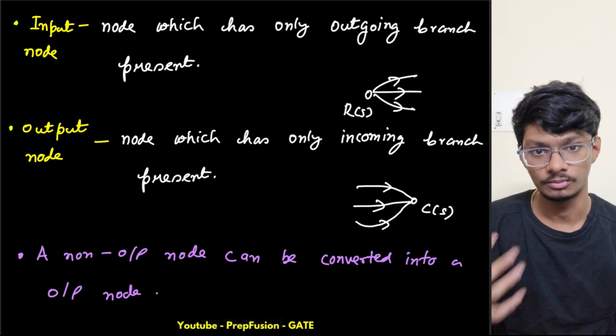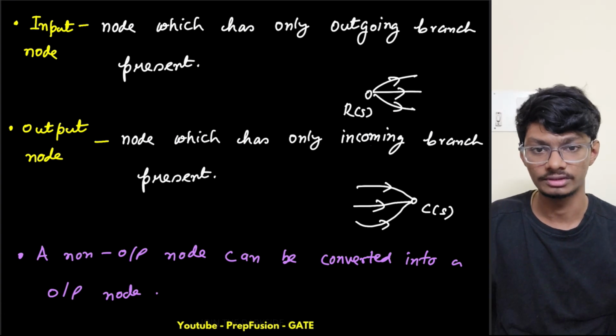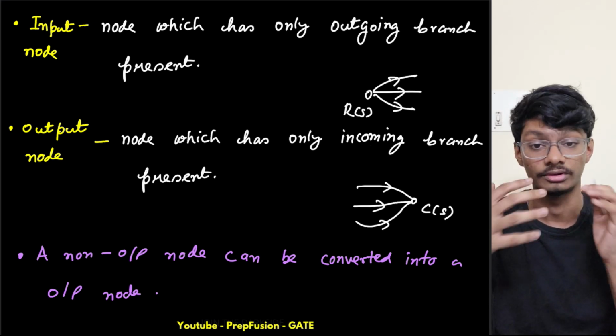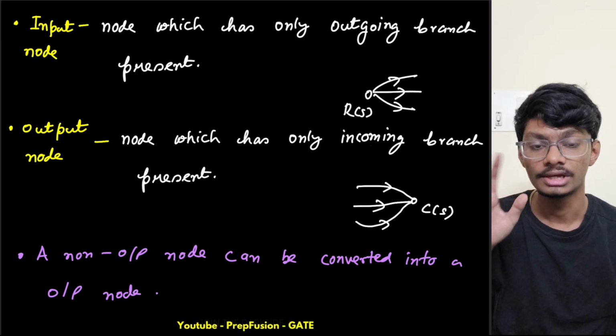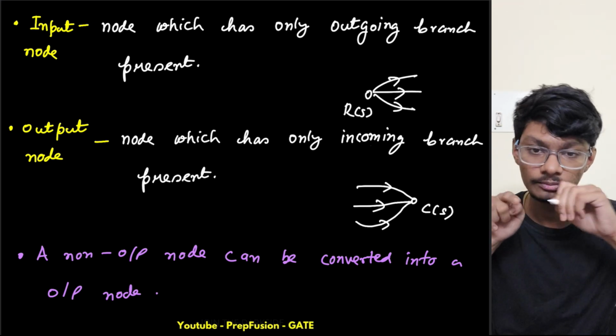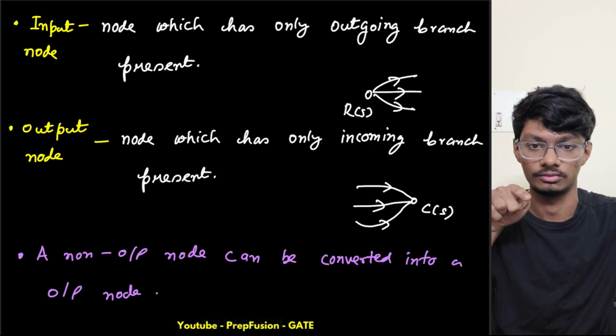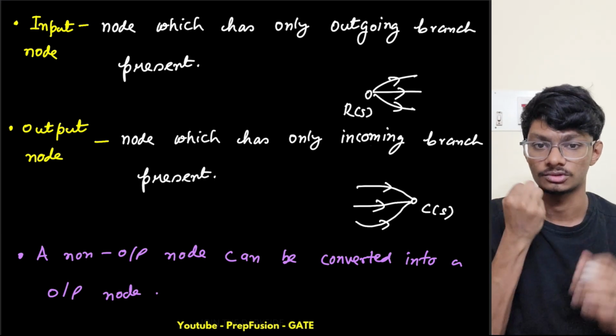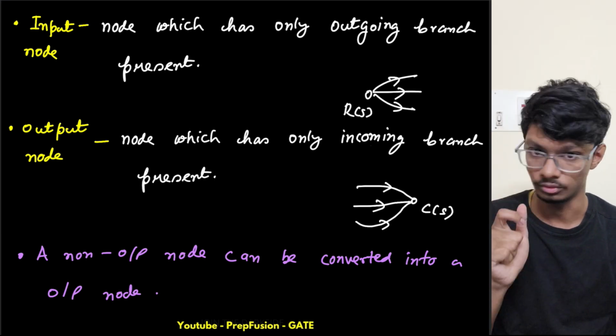So I defined what is input node, what is output node. Like input node, everything will go out from that node, and output node, everything will come into that node. Okay, sorry, I said it the opposite. Input node, everything will go out from the node. We're giving the input and everything will go out from the node. And output node, everything will come into the node and we're taking the output from there. Okay, so that is the important point for input and output node.